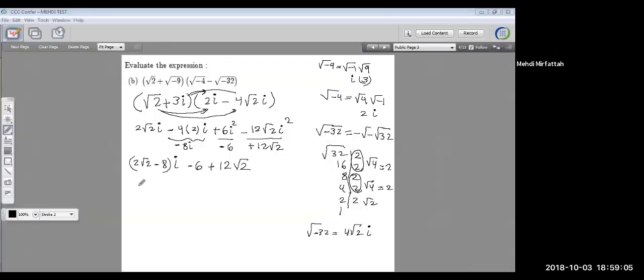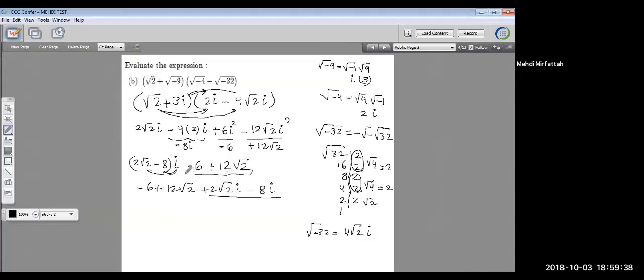So you could write this as, if you wanted to, minus 6 plus 12 radical 2. These are my real numbers. And then I have plus 2 radical 2i minus 8i. If I did want to factor the i out, that would be this term here.